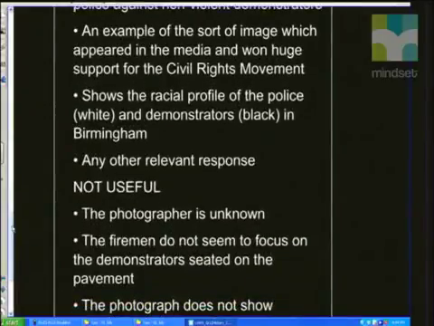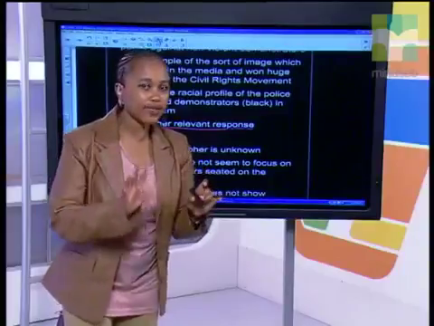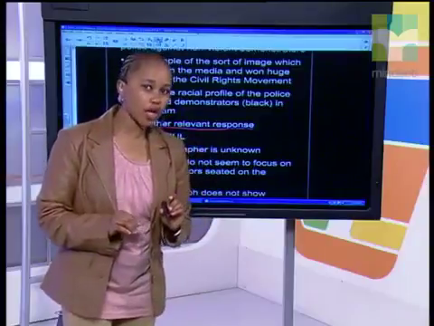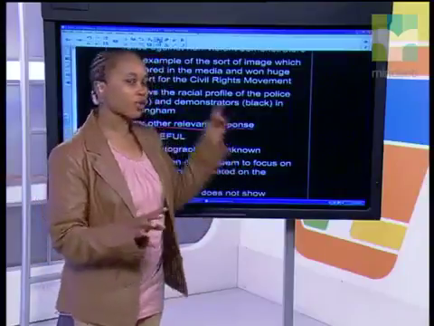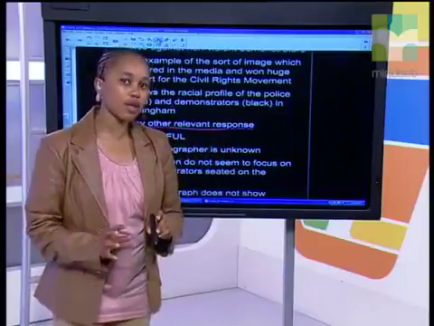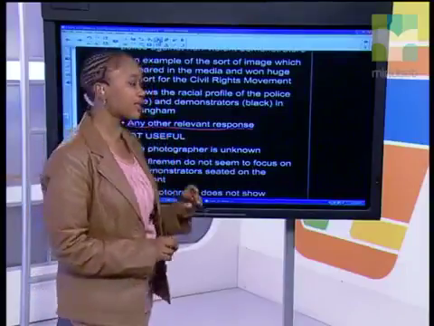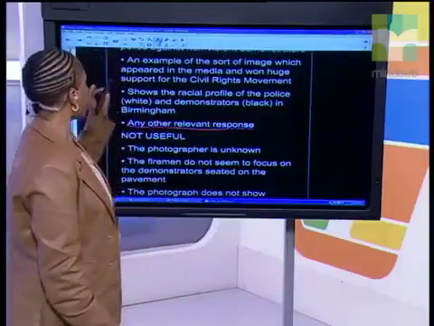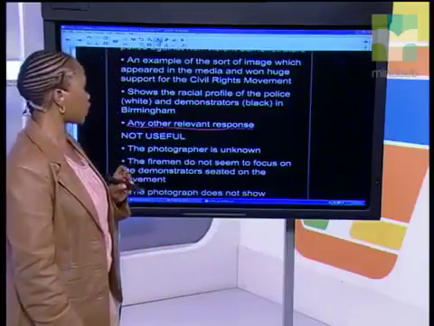And then, this is very important, it says any other relevant response. So this allows you to come up with your own response as long as it is relevant. Again, it's going to be an informed response. Don't be creative and start writing your own history. It can be your own response that is not given here, but make sure that it is within the context of what has been studied. So that is one way of answering this question.